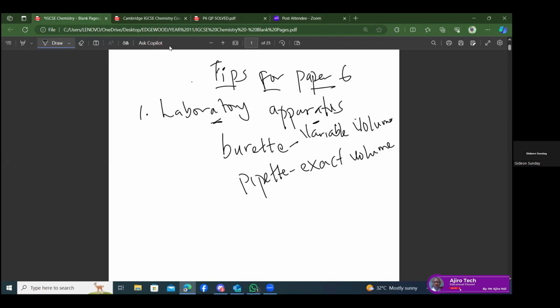Usually you're expected to look at each of the apparatus and their uses. Ensure that you are not using the wrong apparatus for certain functions.